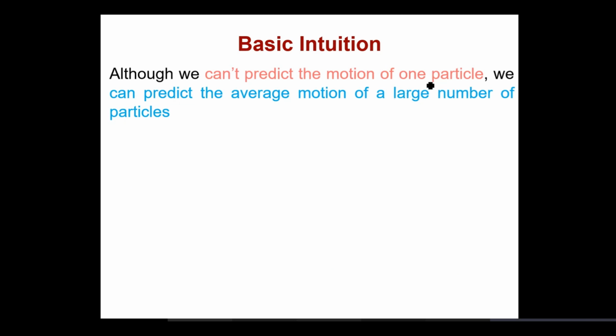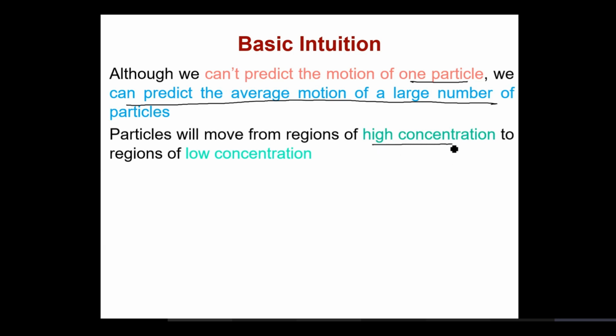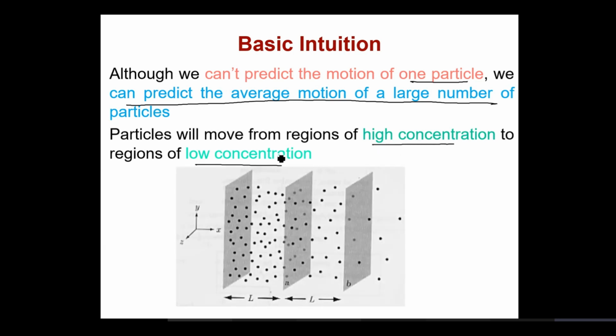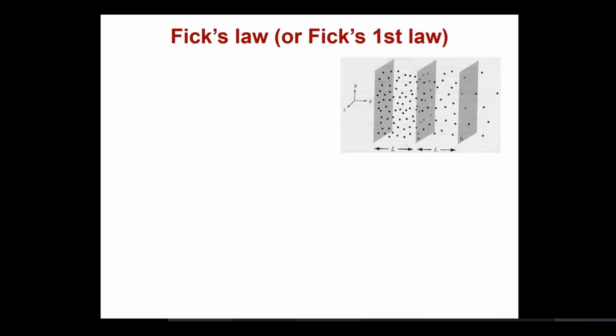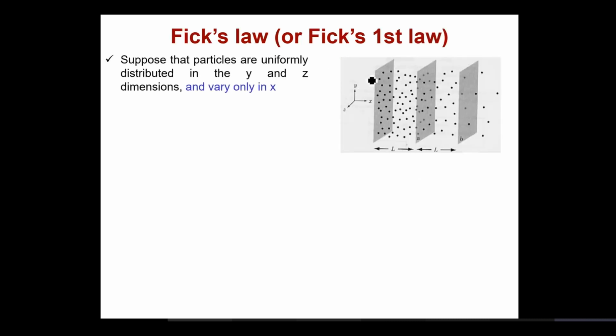Although we cannot predict the motion of one particle when diffusion is the case, you can predict the average motion of a large number of particles. Point being, particles may move from high concentration to low concentration region. So let's say if you have this image over here, this is your y-axis, this is your z-axis, and this is your x-axis. If you see, the concentration is decreasing in this x direction. So suppose the particles are uniformly distributed in the y and z dimensions. That means in y dimension and in z dimension, the distribution is equal. The only variation is in the x direction.